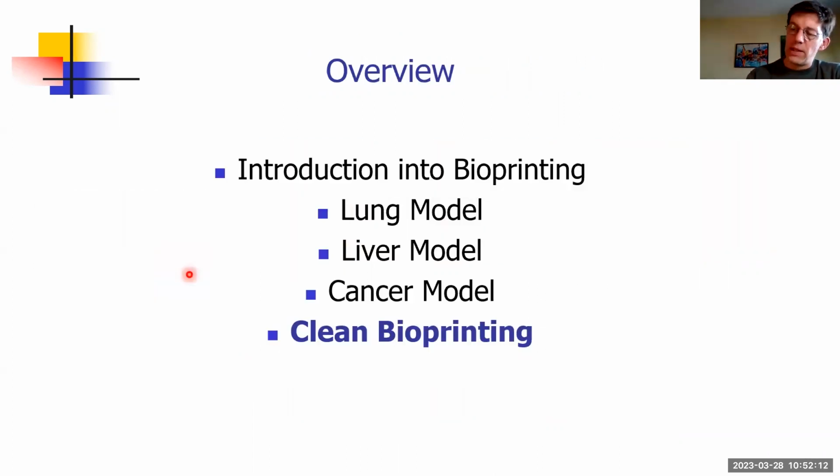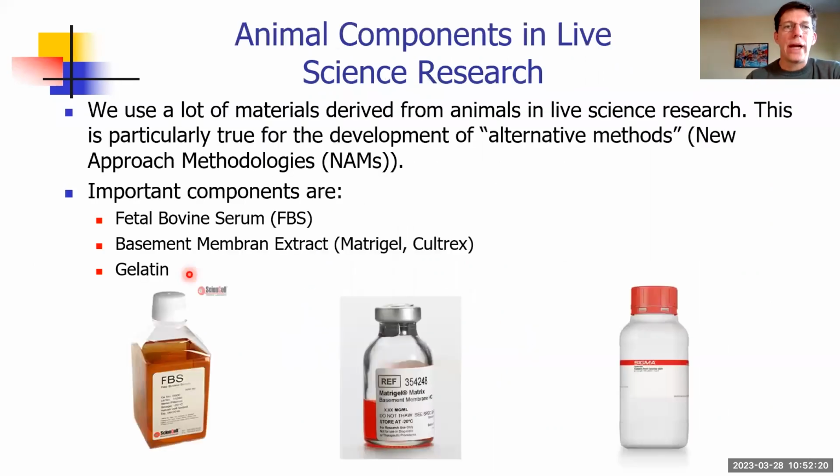For the last few minutes, I'm already close to the end, but give me a few more minutes to introduce our concept of clean bioprinting. As I've already mentioned throughout my presentation, we usually talk about having an alternative method, a new approach methodology, where we produce a three-dimensional human organoid, organ model, whatever it is. But in fact, we actually use a lot of animal components.